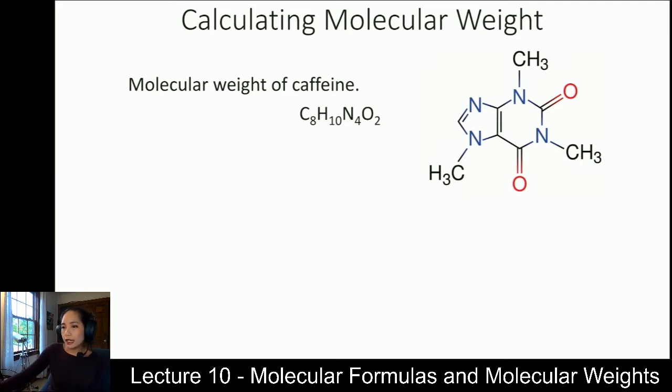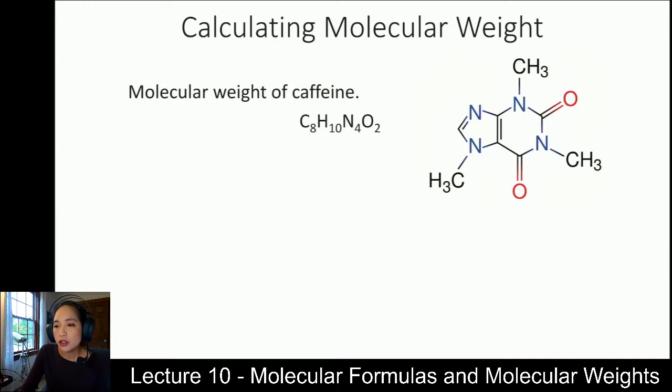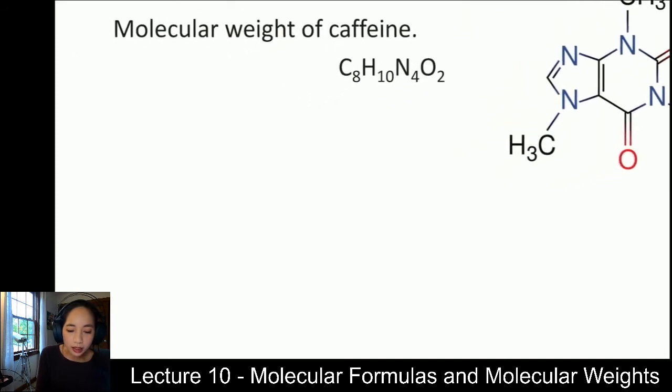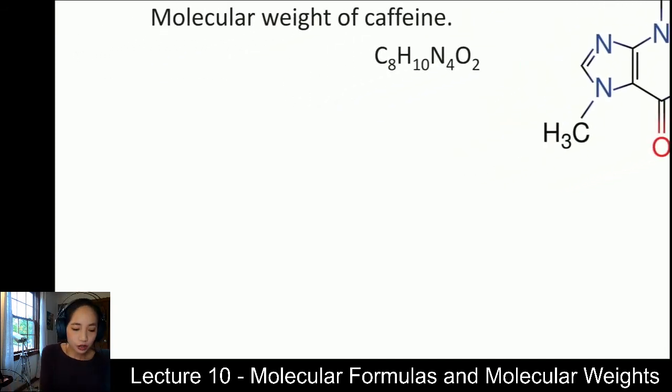So the molecular weight of caffeine here, I give the chemical formula of caffeine. It's C8H10N4O2. So these subscripts are telling me the number of atoms of each of these specific elements. And this is what the structure of caffeine looks like. To get the molecular weight of caffeine, all we need to do is take the sum of each of the different elements and their specific numbers listed here. Usually how I like to do it is element by element, so I'll rewrite all of these elements in a list form and add it up.